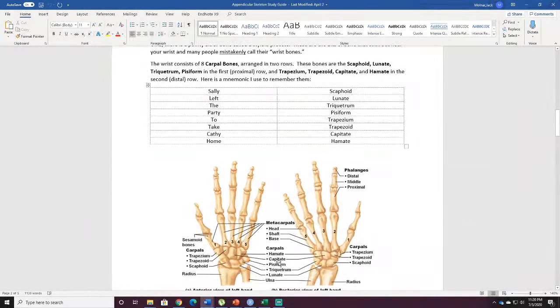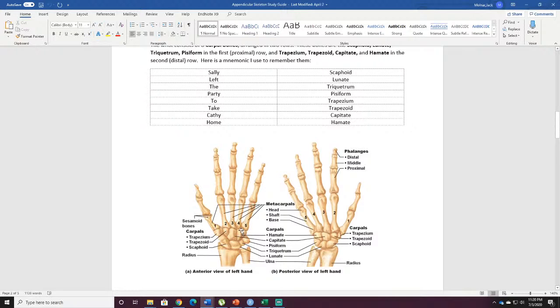And you can see the locations of those bones here. Is this the right or left hand? Left hand, so this is the anterior view. This is the posterior view. If you were looking at your own left hand with the palm facing you, from left to right, it would be scaphoid, lunate, triquetrum, pisiform. The pisiform name means pea shape, and so it's got a kind of rounded shape over here. And then the distal row: trapezium, trapezoid, capitate, and hamate. Those are the 8 carpals.